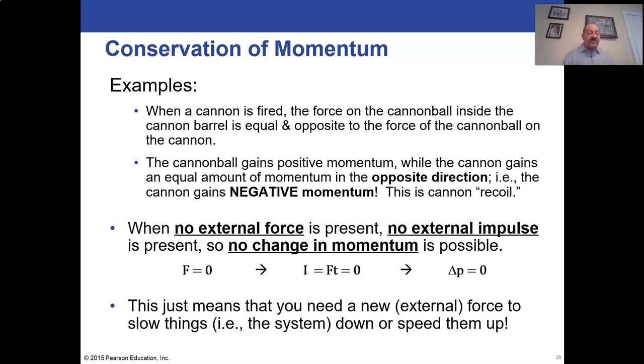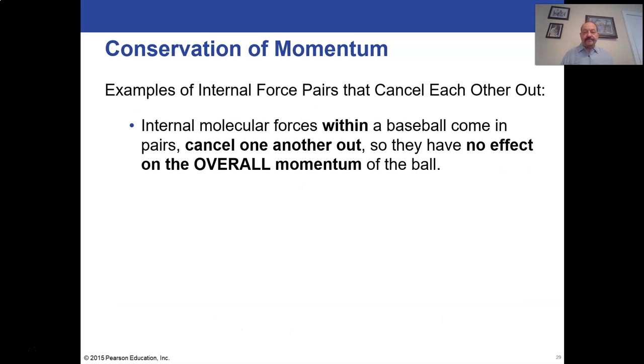And this just means that you need an external force to slow things down, in other words, slow your system down or speed it up. So if you want to move something, there has to be an external force. And we saw that before in the unit on Newton's third law as well with the apple-orange cart. You needed to have an external force to move the whole thing. It was the force of friction allowing the whole cart system to move forward.